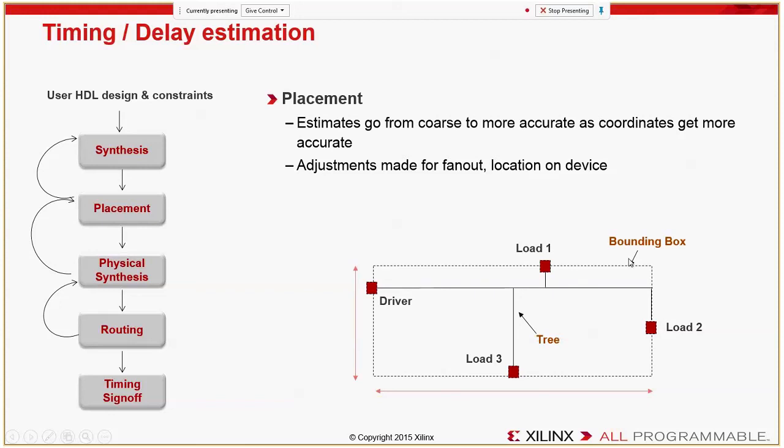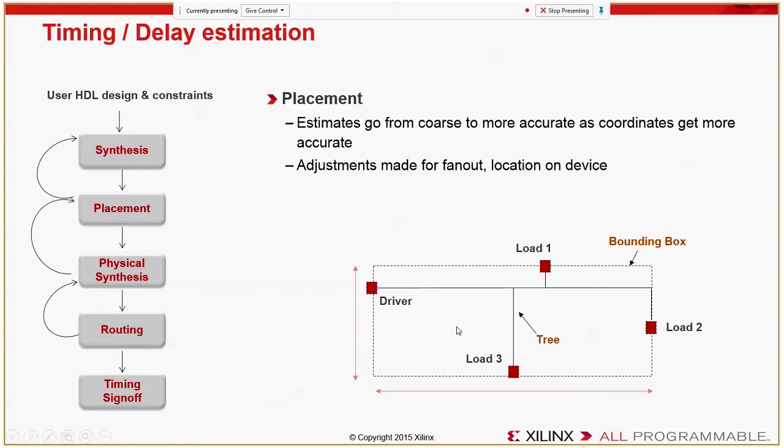This rectangle is called the bounding box, and a very coarse estimate of the length of this net that connects the driver to the loads can be given by the half perimeter wire length, which is basically the sum of the two sides shown by arrows of the bounding box. So this estimate is basically used early in the placement flow.